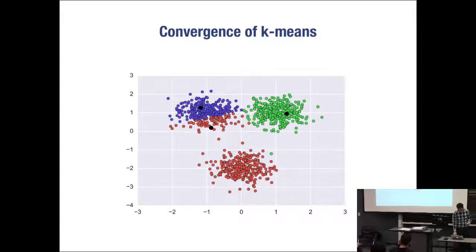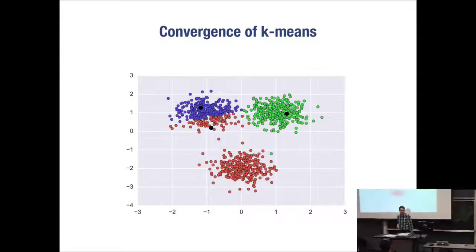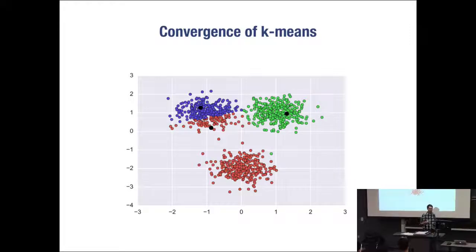And now, I just follow this procedure where I take all the red points and make that center be the mean of the red points. I take the blue points and make that one the mean of the blue points, and the green one is the mean of the green points. And then I get here. It's my next iteration.